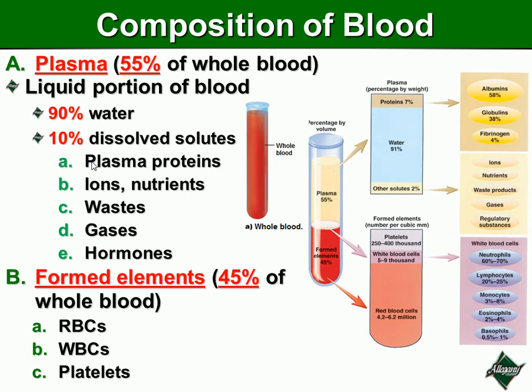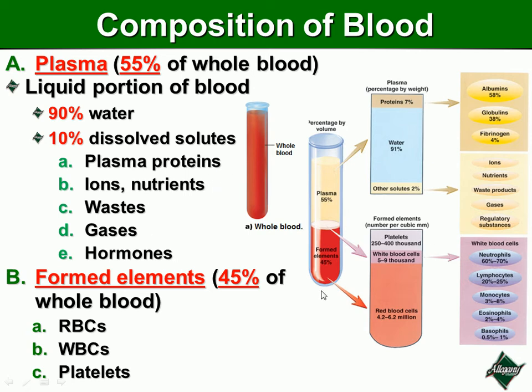So plasma, or the liquid portion of the blood, forms roughly 55% of the whole blood. And then the formed elements, or the cells of the blood, are the rest of the blood, which is 45% of the whole blood. When you look at the composition of the plasma, the majority of the plasma is just water. Over 90% of your plasma is water, and the rest is dissolved solutes, including plasma proteins, ions, nutrients, waste, gases, and hormones.